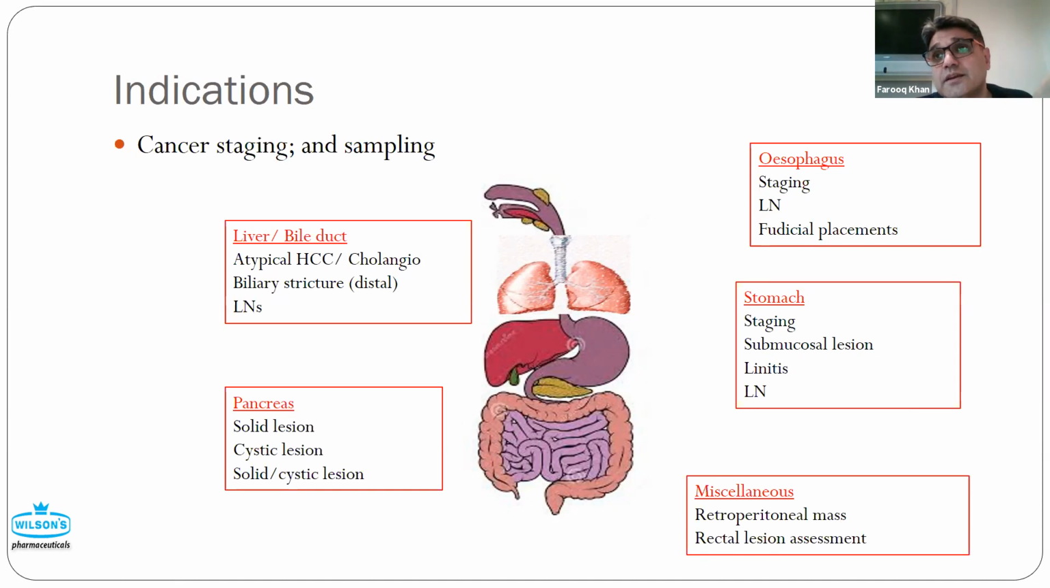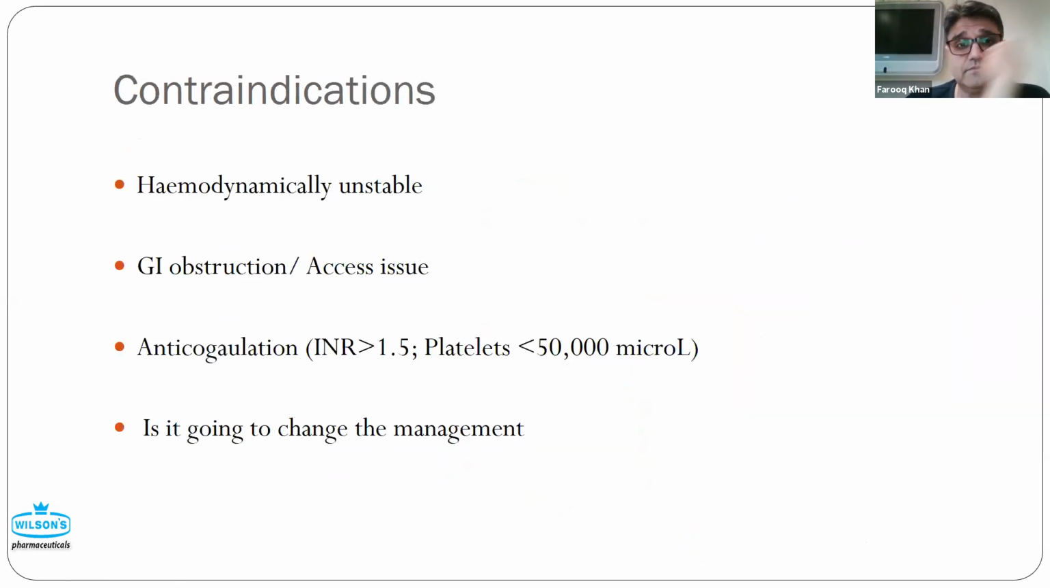Wherever your scope can go, it is considered much, much safer than any other technique, i.e. CT guided. What are the contraindications then? Of course, if your patient is hemodynamically unstable, that is a problem. We wouldn't recommend you do that. GI obstruction, unless of course you're doing it for therapeutic reasons, i.e. where you want to drain an infected cyst in a very controlled environment.